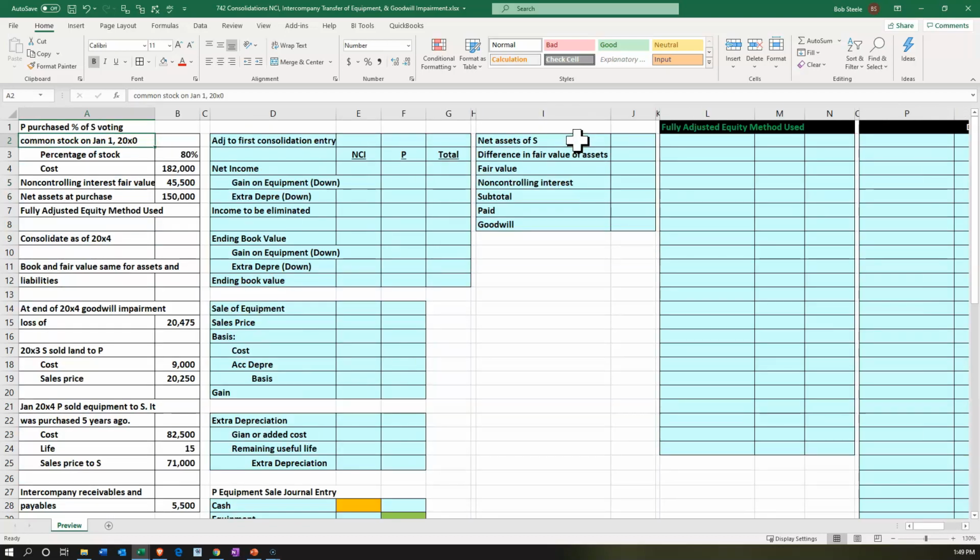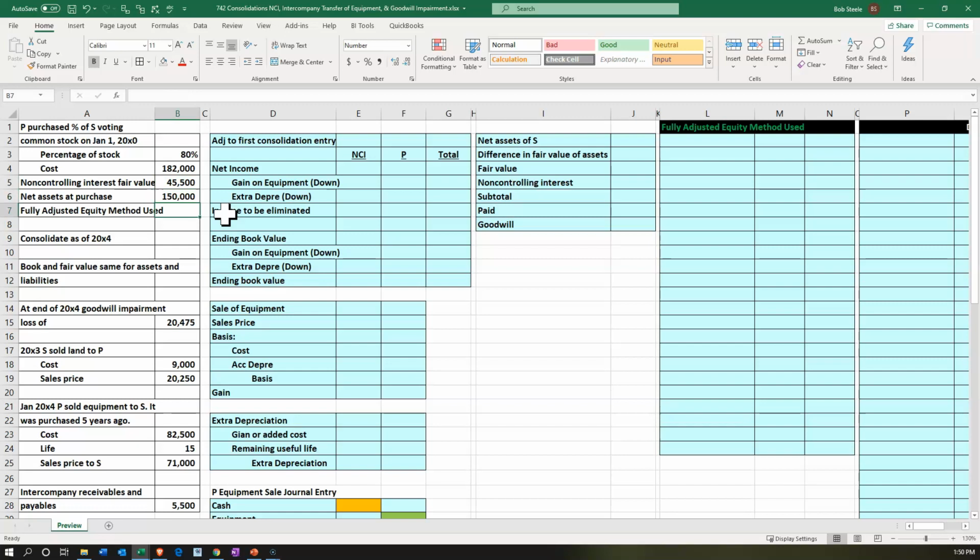P purchased a percent of S, P the parent, S the subsidiary. Common stock, that happened on January 1st, 2000 X0. Percent purchased 80%, therefore there will be a controlling interest of 80% and non-controlling of 20%. The cost was $182,000 at the point in time of purchase. The non-controlling interest was $45,500 at that point in time.